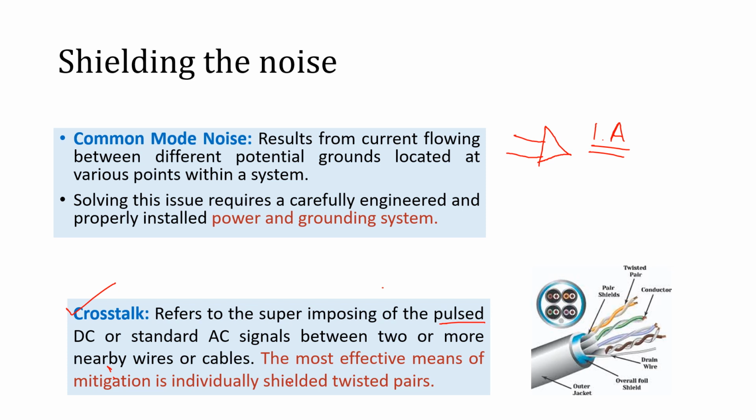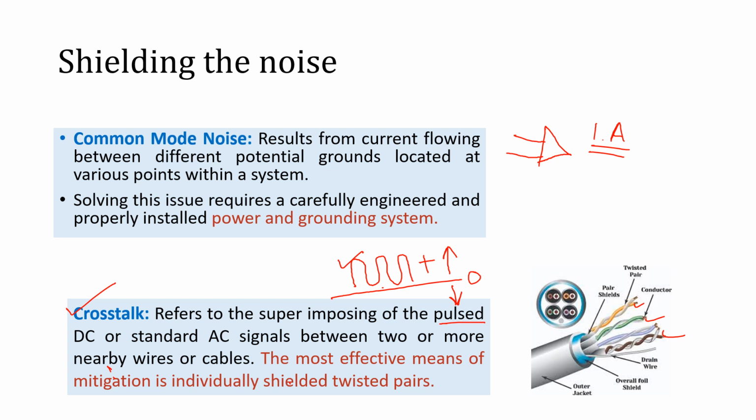Pulsating DC means the signal is DC, that is, its level is always positive, not going below zero, but it is pulsating: increasing, decreasing, again increasing, decreasing, although its value remains above zero. We call this a pulsating DC circuit. Pulsating DC or a standard AC signal can produce crosstalk between different wires. When a number of wires come into a single big conductor, there is a chance of crosstalk.